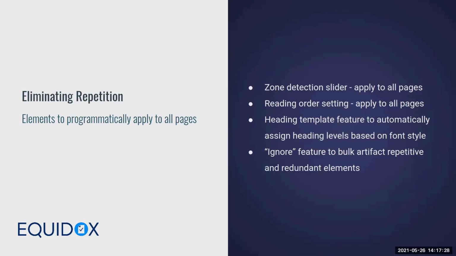We also have an ignore feature. The ignore feature is the ability to bulk artifact repetitive elements in a document. So if you have a footer or a header, maybe a revision date or a serial number, something that is just continuously repeating on every single page, you don't necessarily need to tag that on every page. You can use the ignore feature, if it's located in the same location, to bulk artifact all of that information throughout the entire document so that you're not feeding this redundant information to the screen reader user page after page after page.